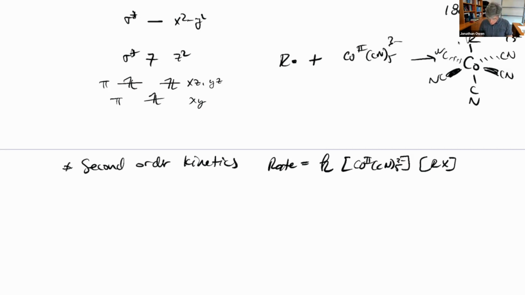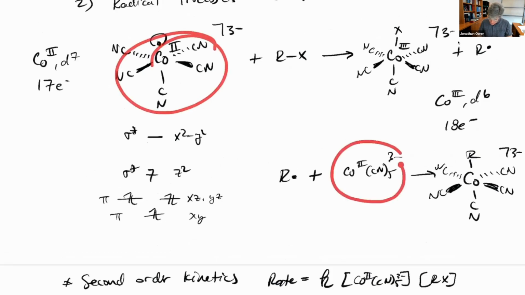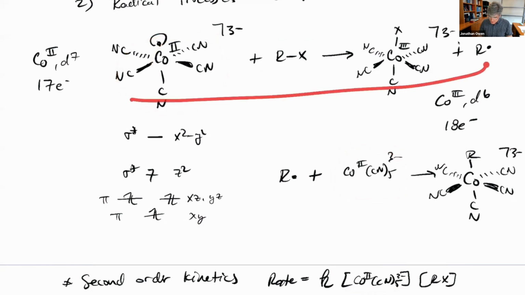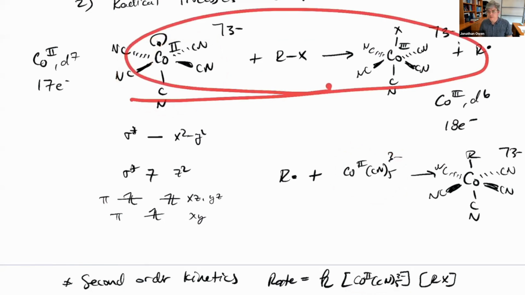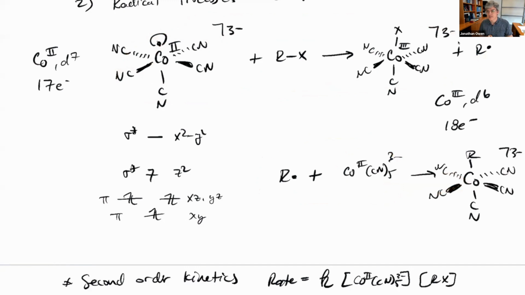There are two cobalt(II)s involved in the overall transformation. This one and this one. But the rate equation only considers one of them, and that's because this is the slow part. Once you make the R dot, this reaction happens so much faster, it doesn't impact the kinetics at all. So the hard part is making the R dot. Once you make the R dot, it's over. So the rate of the reaction is only dependent upon this process here, not so much on that one.